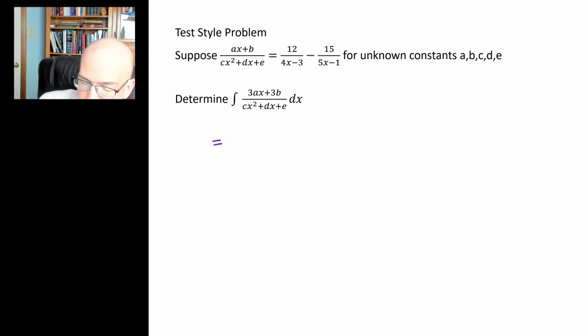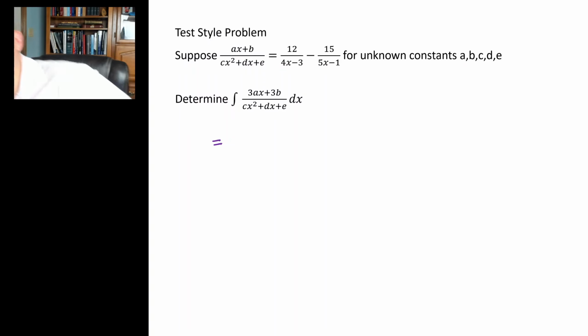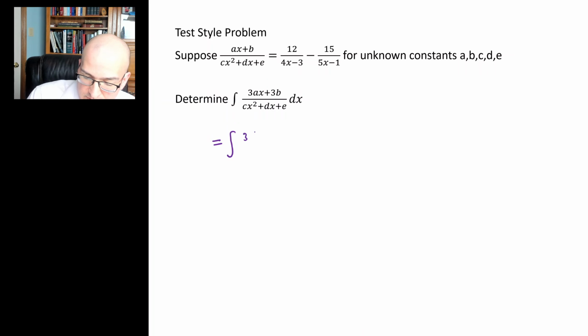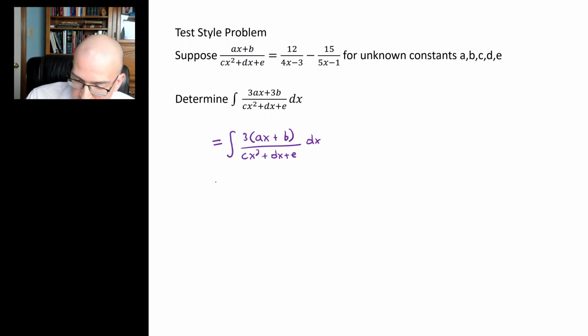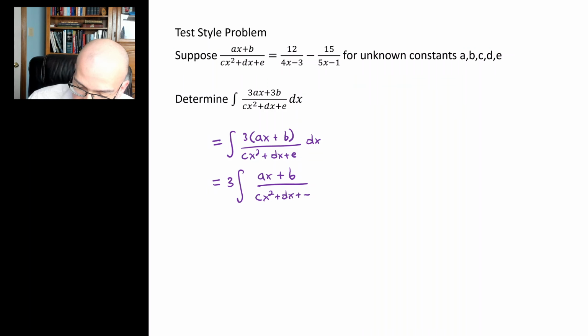So what I want to be able to do is relate the question to the information that's given to us. I can factor a 3 out, and look what happens when we do that. 3 times (ax + b) over (cx² + dx + e). And then I can bring the 3 out front. 3 times the integral of (ax + b) over (cx² + dx + e).